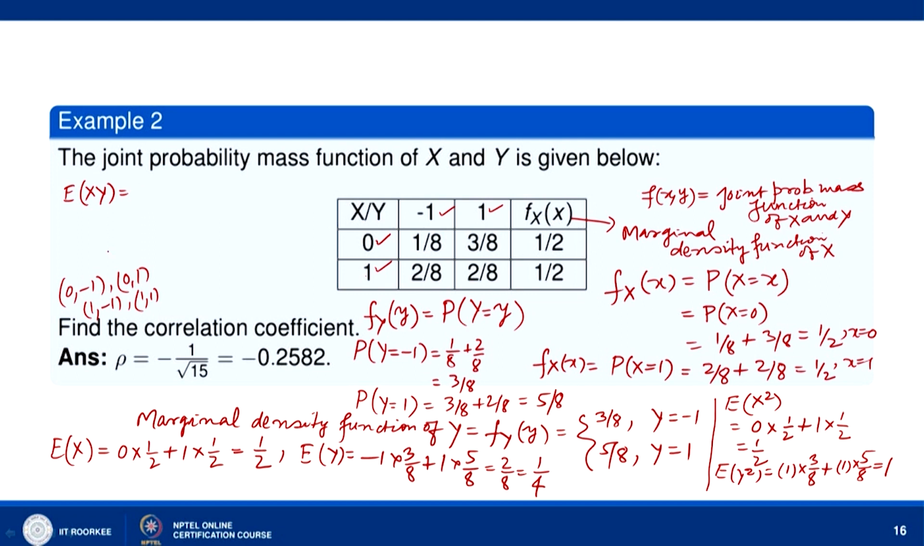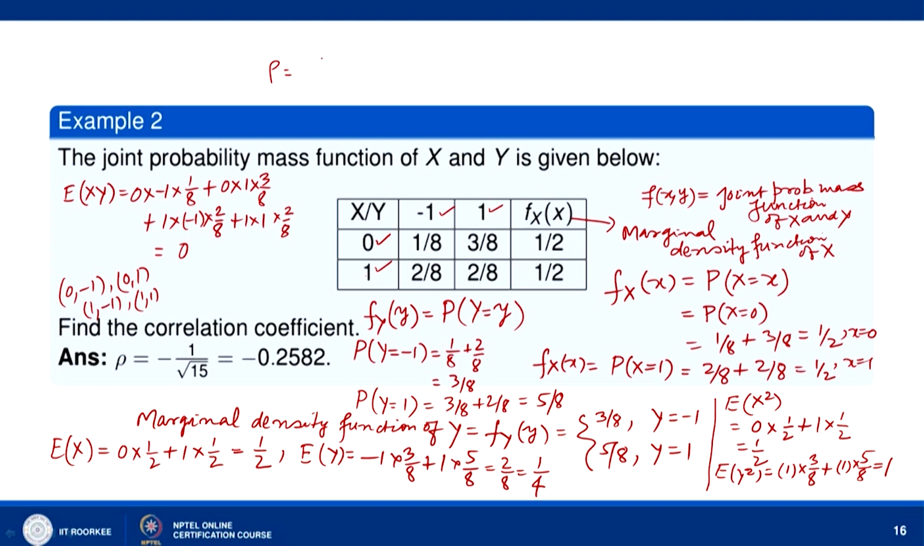So, expected value of XY is obtained by multiplying the values of X and Y with the joint probability mass function of X, Y. So, 0 into minus 1, multiplied by 1/8, then 0 into 1 multiplied by the joint probability 3/8, then 1 into minus 1 multiplied by 2/8, and then 1 into 1 multiplied by 2/8. So, how much is this? This is 0, this is 0, and here we get minus 2/8, here we get 2/8. So, expectation of XY is equal to 0.